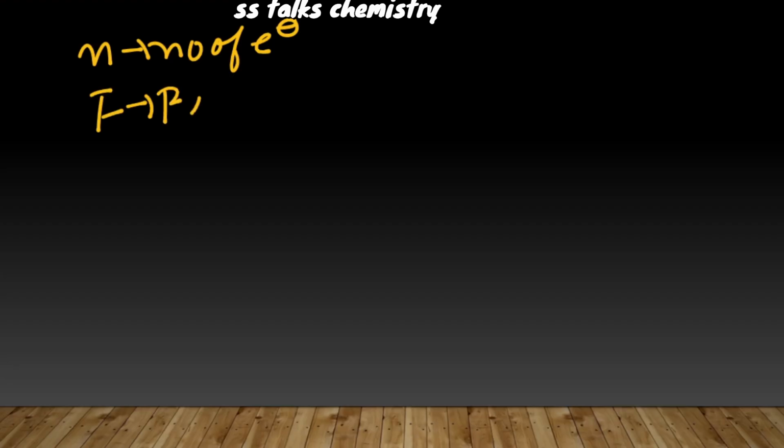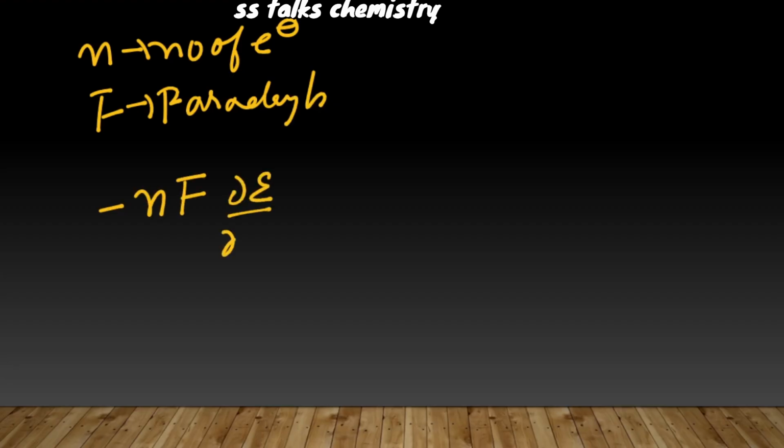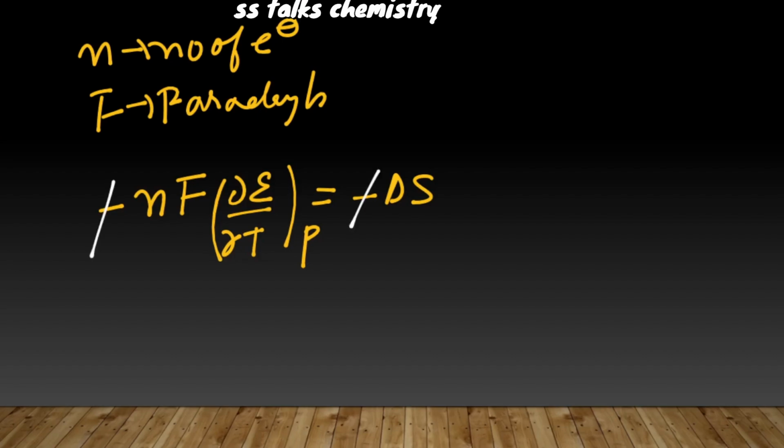Now n and F are constants. n is the number of electrons involved in the reaction, and F is Faraday's constant, so it will come out. So minus nF del E upon del T at constant pressure is minus delta S of it. So the negative signs on both sides will get cancelled out.